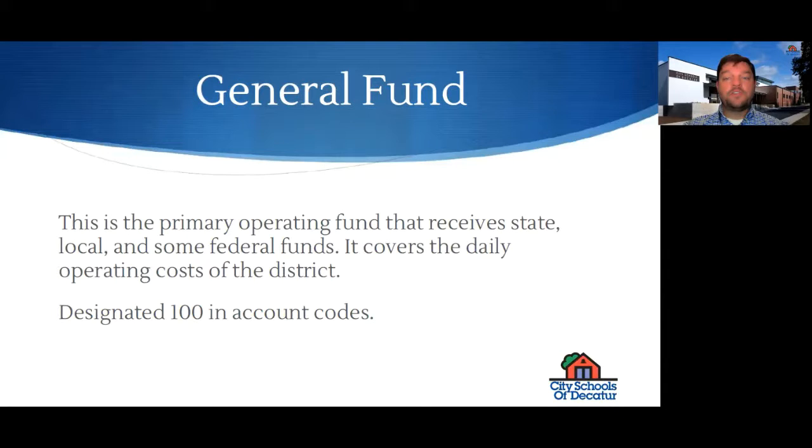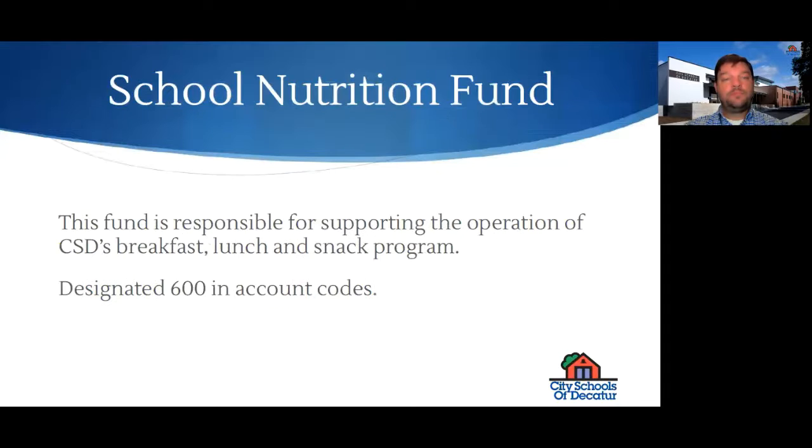So General Fund is the primary operating fund. This is where we receive any state, local, and federal funds. It covers the daily operating costs of the district. This is where you pay for things like salaries and benefits and supplies. In general, which is why I think it's called General Fund, if it's not accounted for in another fund, this is the default where it gets accounted for. If you look at an account code that starts with 100, that is a general fund.